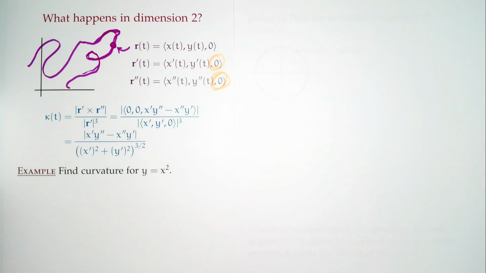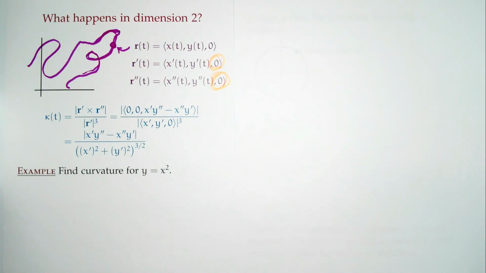And if you cross 2 vectors, what's true about the direction? Has to be perpendicular. So if I start with 2 things in the xy plane and I cross them, I have to get something which is perpendicular to the xy plane, which means it has to look like 0, 0, something. And it's not too hard to figure out that the something is x prime y double prime minus x double prime y prime. Okay, so that's what it turns out to be.